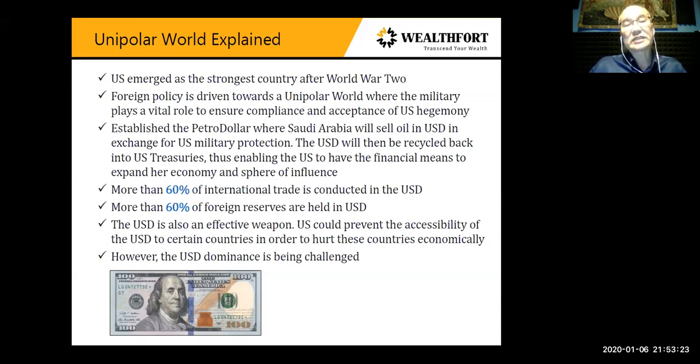More than 60% of international trade is conducted in US dollars, and more than 60% of foreign reserves are held in US dollars. The US dollar is also an effective weapon. The US could prevent the accessibility of the US dollar to certain countries in order to hurt them economically, such as what has happened to Iran and Venezuela, as some of the examples. However, the US dominance is being challenged.